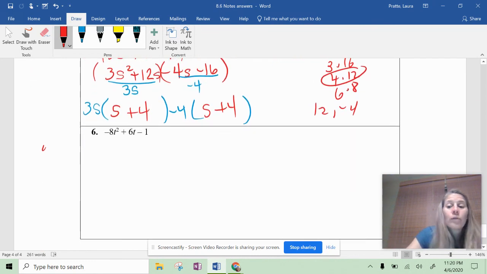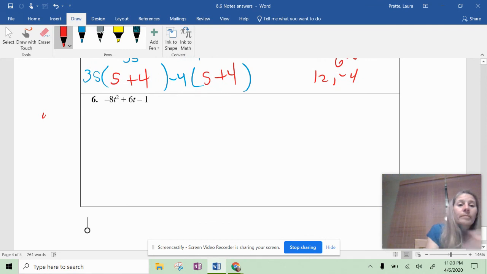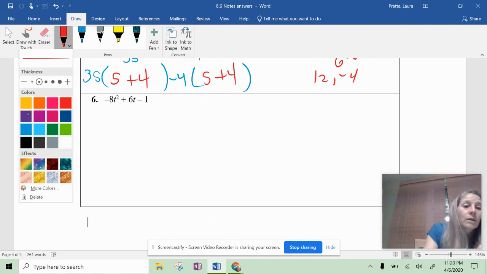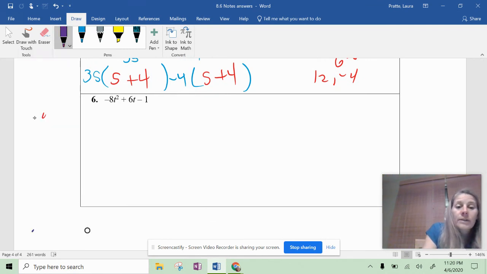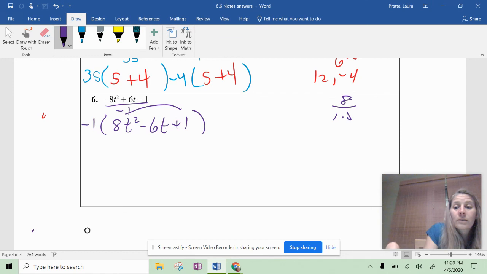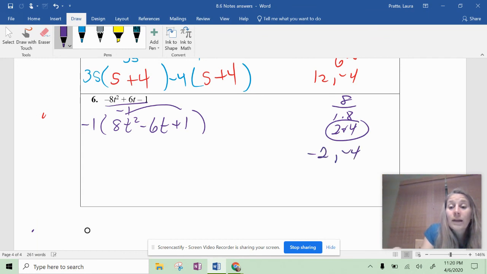All right, and then our final problem for today. So for number 6, again, dividing out that negative. So I have a positive 8t squared minus 6t plus 1. I want to do my AC method, so I get 8. So you're looking up those factors for 8, right? Which of these pairs add to get 6? 2 and 4, but it's a negative 2 and a negative 4 because you get a negative 6.